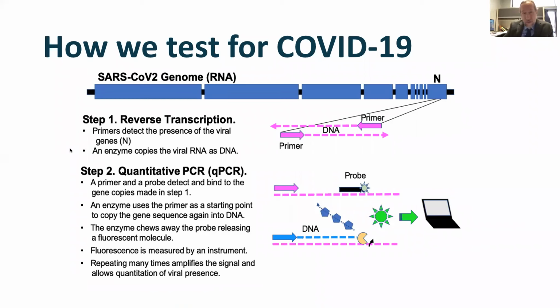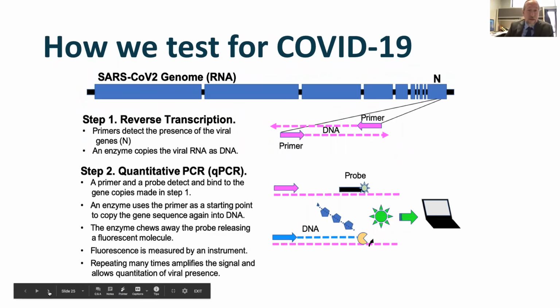I just always want to be clear that we are looking for fragments of the SARS-CoV-2 genome. We are not detecting intact virus or live virus. And so I just put this slide in here to say we use a quantitative PCR test that looks for one small part of the genome, and that's what we're detecting. Next slide.